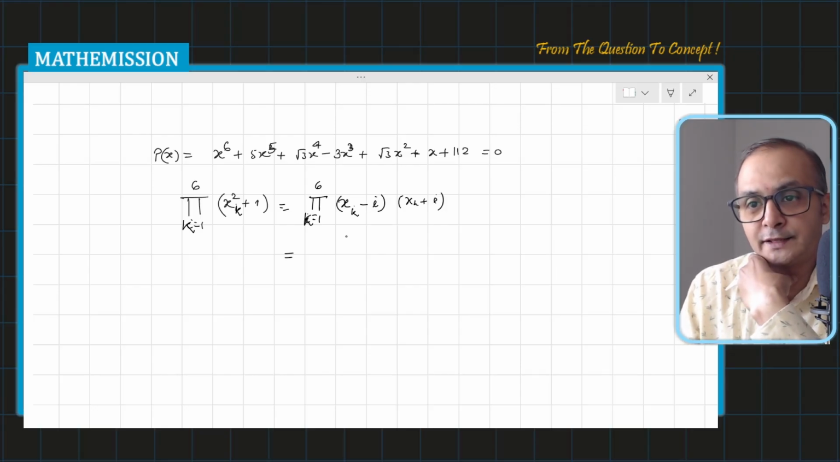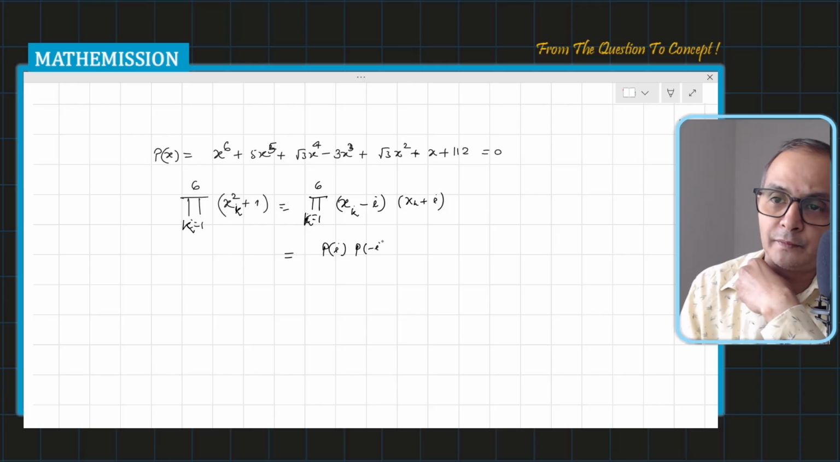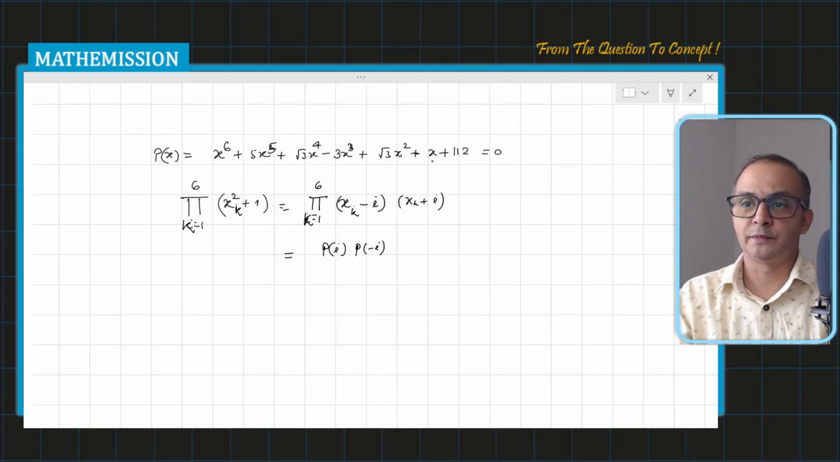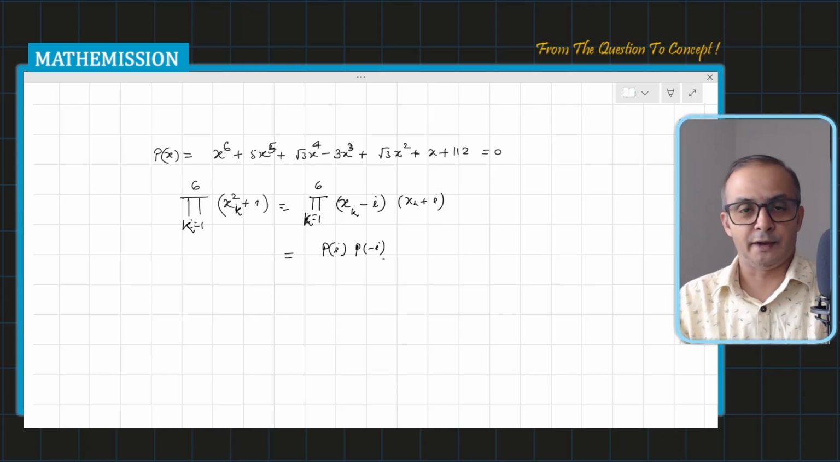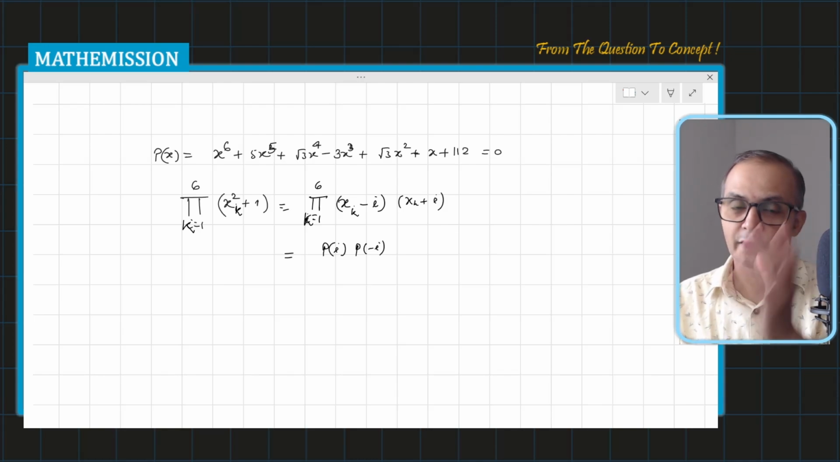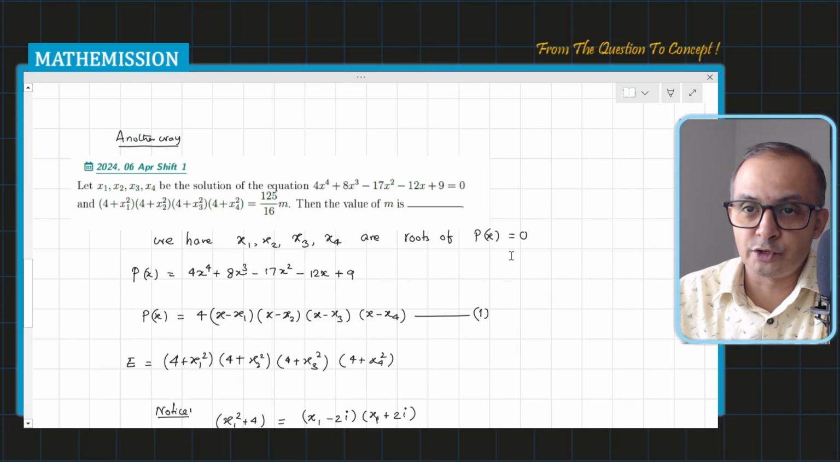You know this is nothing but, since there's no leading coefficient here, you don't have to worry. We can simply see that it is p of i into p of minus i. In this way, we can evaluate this polynomial at iota and minus iota, and it will be easy to find the product. So this is the way we can apply complex numbers in this kind of situation.